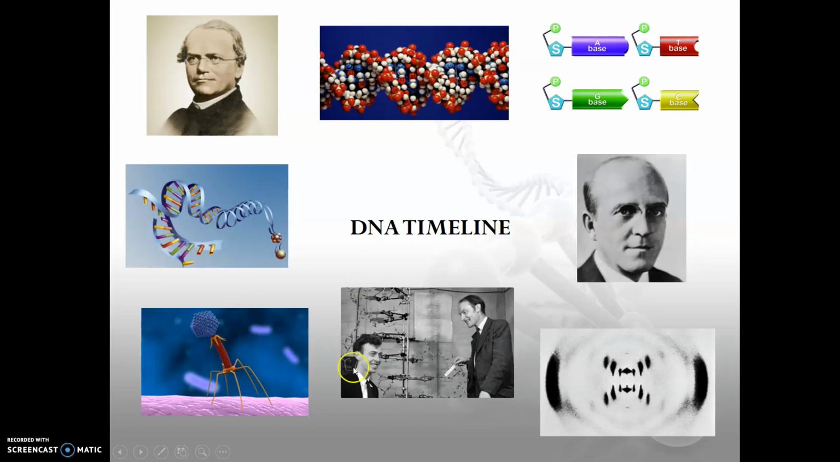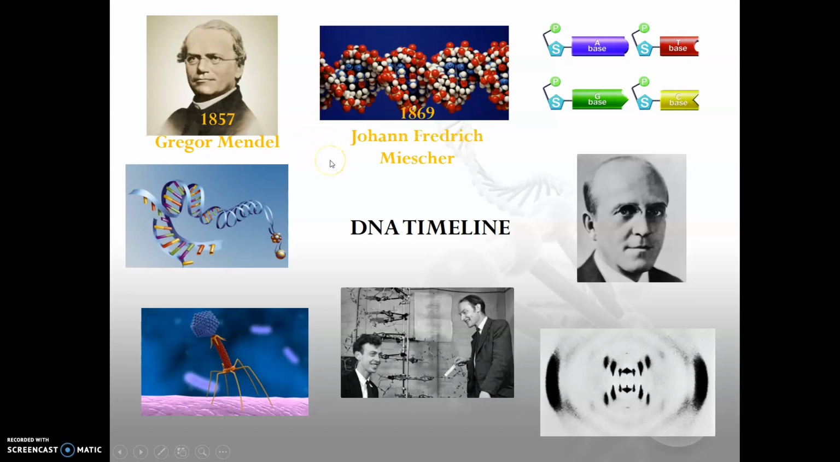So these are a few of our players, important pieces in the DNA timeline. In 1857, we have Gregor Mendel, who did the pea experiments. So he was a monk in a monastery and had a beautiful garden. And in that garden, he just had some common pea plants and started doing some work on genetics. And he made a lot of discoveries in his garden.